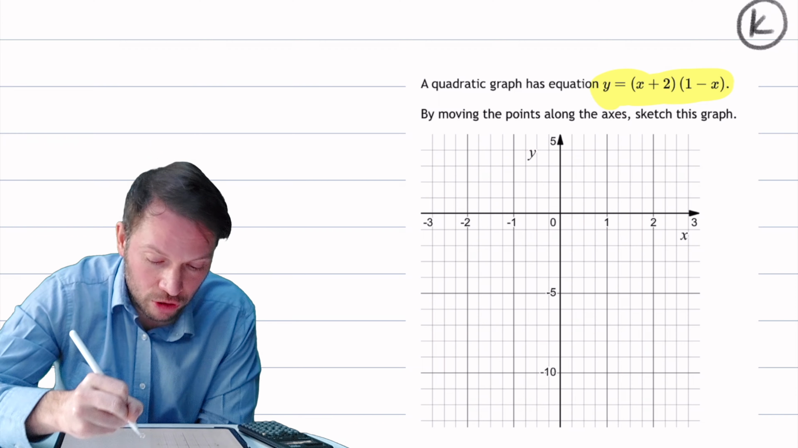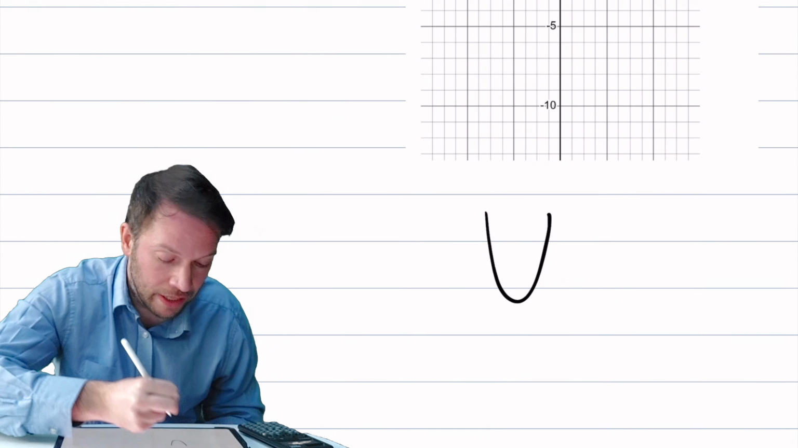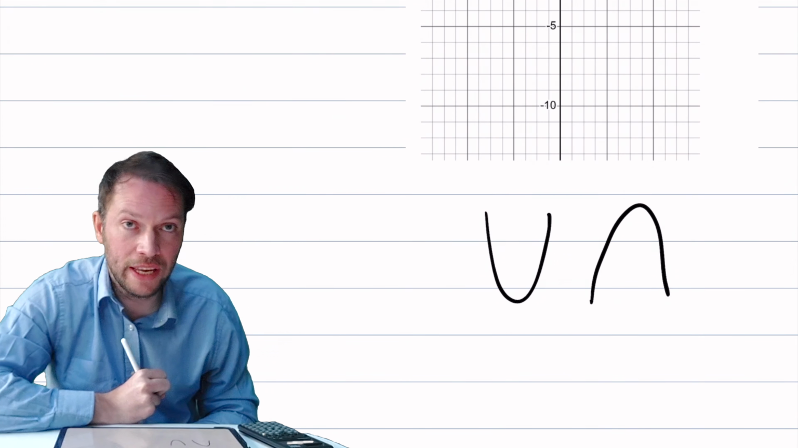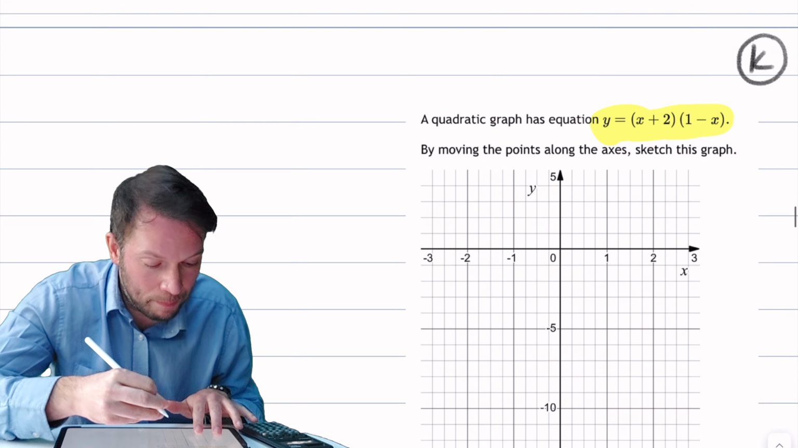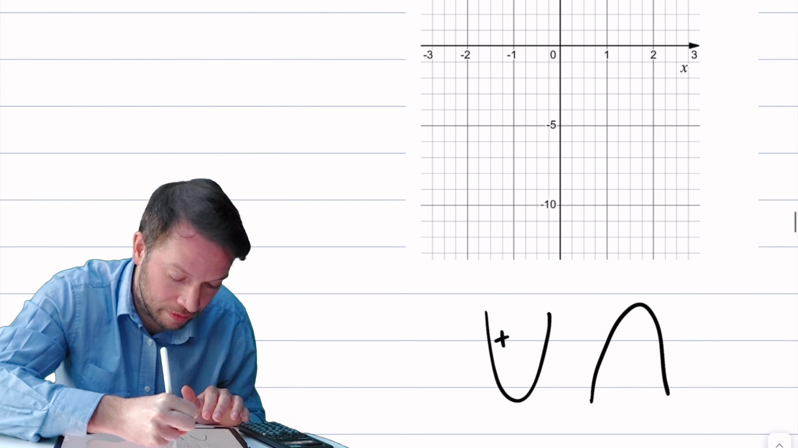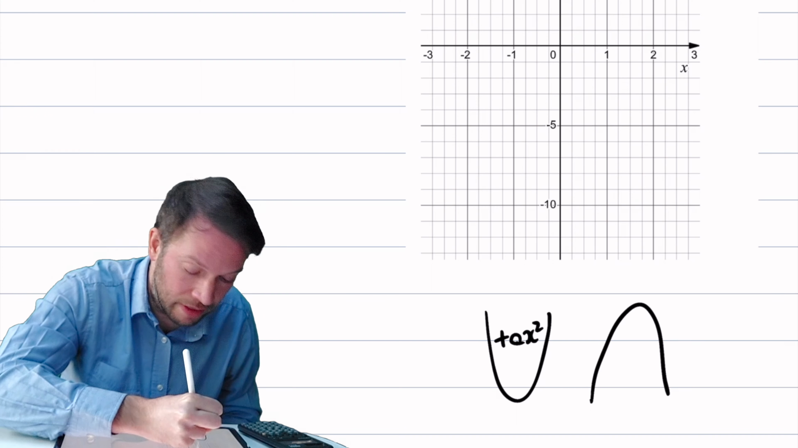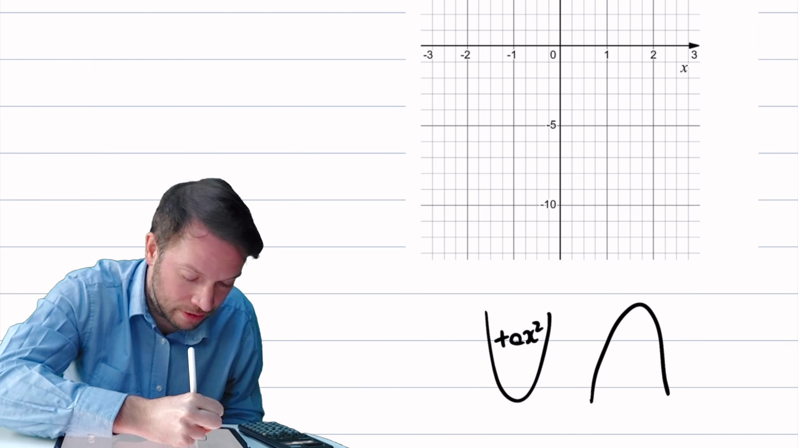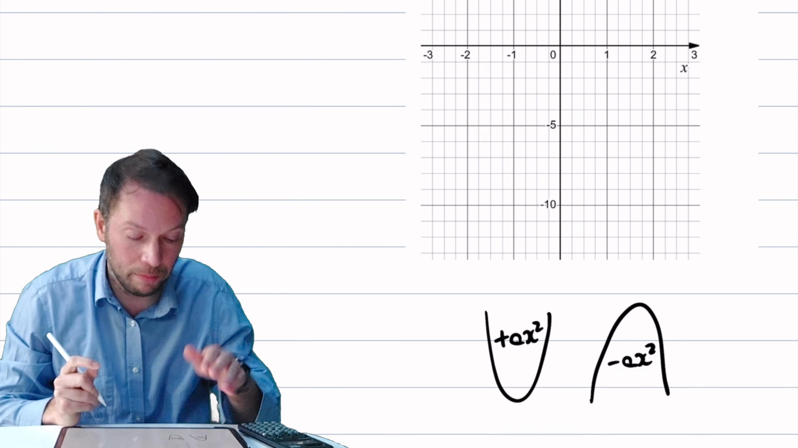Now remember that a quadratic graph, when we're plotting them, either looks like this shape, a smiley face shape, or a sort of hill shape like that. The way we can tell between them is that if there is a positive number in front of the x squared term, so positive something x squared, it's a smiley face shape, and if it's a negative number, like minus 3x squared, then it's the hill shape like this.